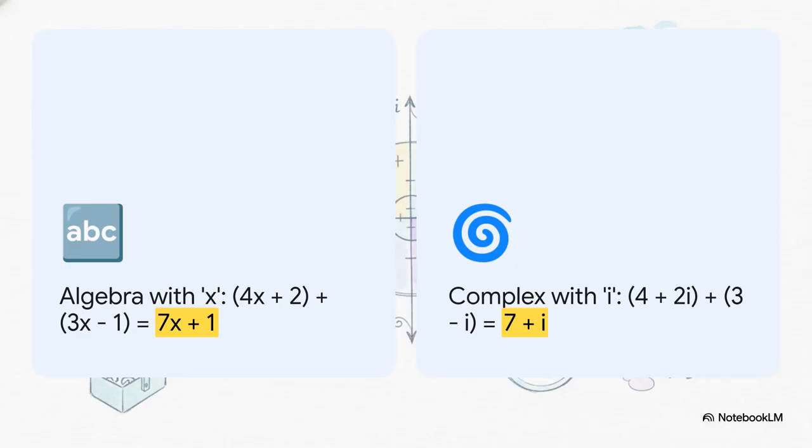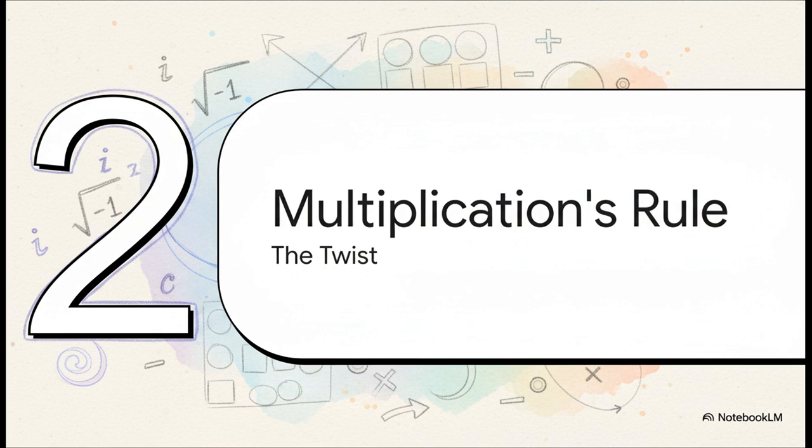And check this out. The comparison is just perfect. Look at the left side with algebra. You combine the x's, the 4x and the 3x, and then you combine the regular numbers, the 2 and the -1. Simple. Now look at the right. It's the exact same idea. You combine the real parts, the 4 and the 3, and then you combine the imaginary parts, the 2i and the -i. Same logic, just a different letter.